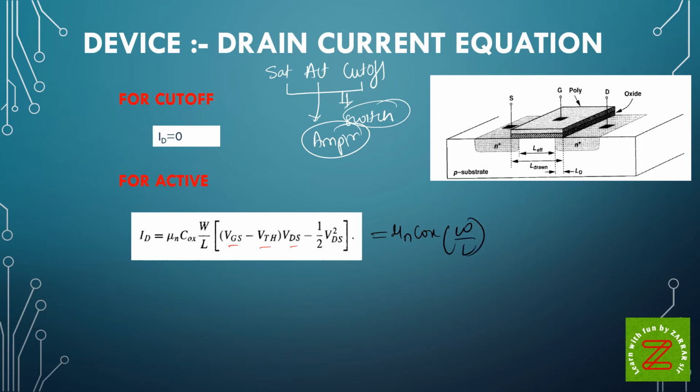and if I take this 2 outside, then what will remain inside is 2 times (VGS minus VTH) into VDS minus VDS square. This is the 2 that I have taken out.